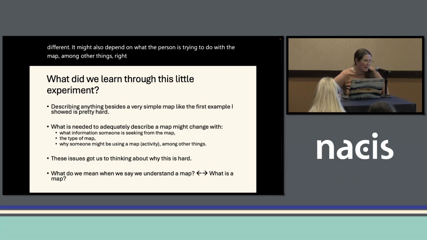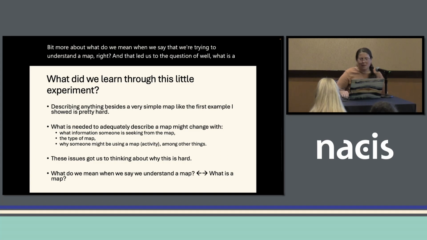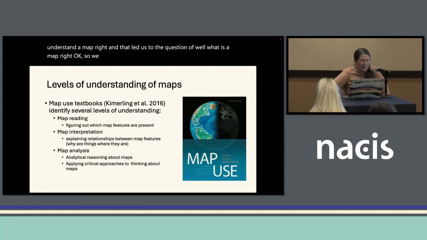So this got us to thinking a little bit more big picture about why this is so hard. We thought we needed to think a little bit more about what we mean when we say that we're trying to understand a map. And that led us to the question of, well, what is a map? So we started by looking to the literature about what it means to understand a map.